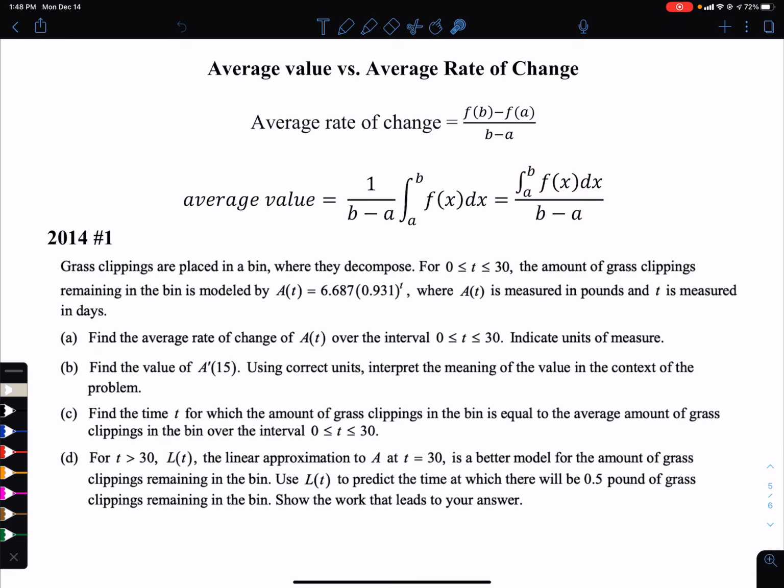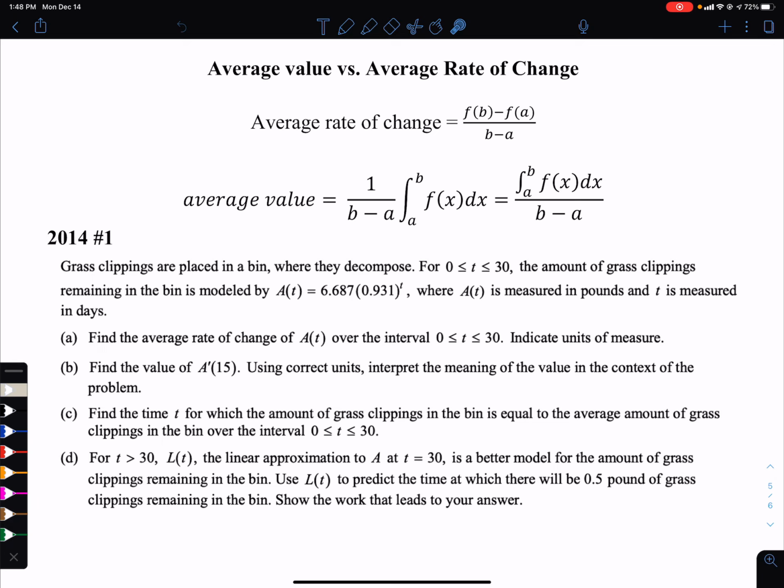So make sure you don't get confused between these two. Very important, or you're going to miss really easy points. And so the average value, you integrate and divide by the width. For the average rate of change, it's f of b minus f of a over b minus a.